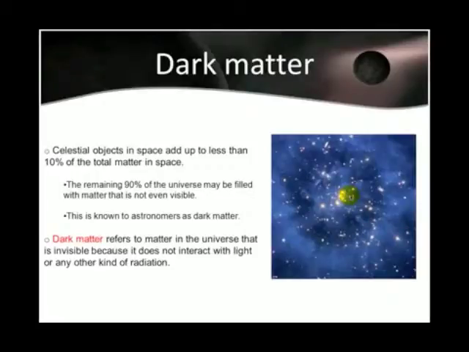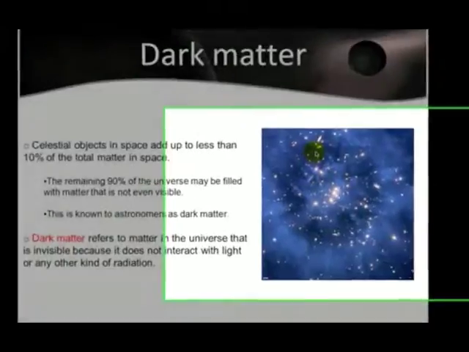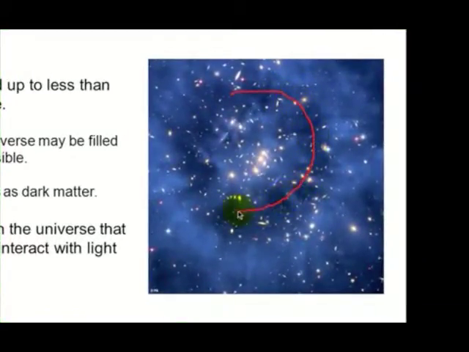Dark matter. Celestial objects in space add up to less than 10% of the total matter in space. The remaining 90% of the universe may be filled with matter that is not even visible. This is known to astronomers as dark matter. Dark matter refers to the matter in the universe that is invisible because it does not interact with light or any kind of radiation. Now, as you can see in this picture, the dark blue ring that is inside of the blue is what we call dark matter.